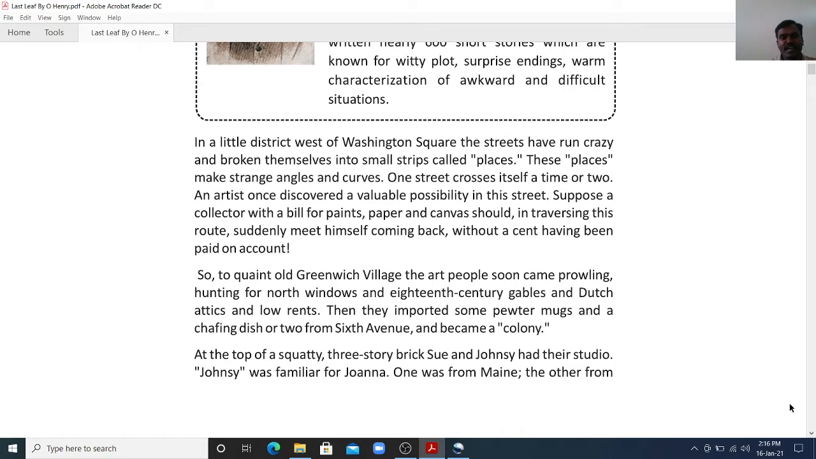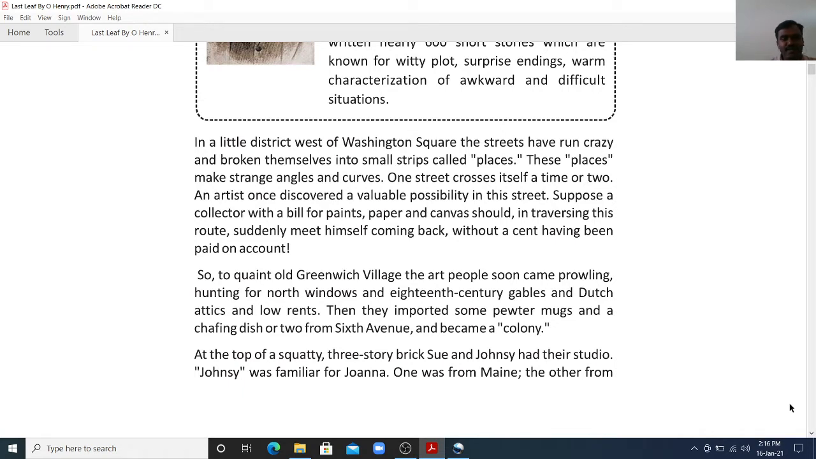They are very short and narrow and curve here and there, having triangles, broken themselves into small strips called places. So they are called places, small strips. It is not a very long street. It takes a diversion immediately, one into another, or sometimes one street leading to two diversions. These places make strange angles and curves. One street crosses itself a time or two, so one street ends up in two small streets.